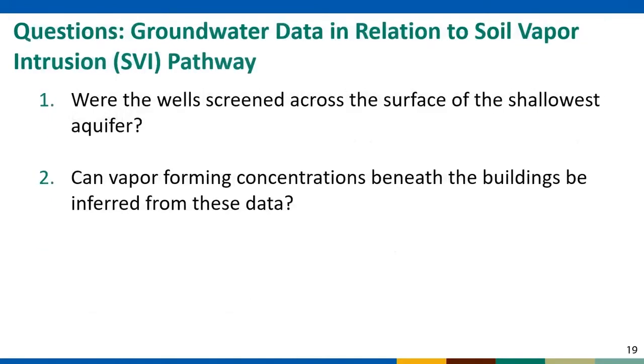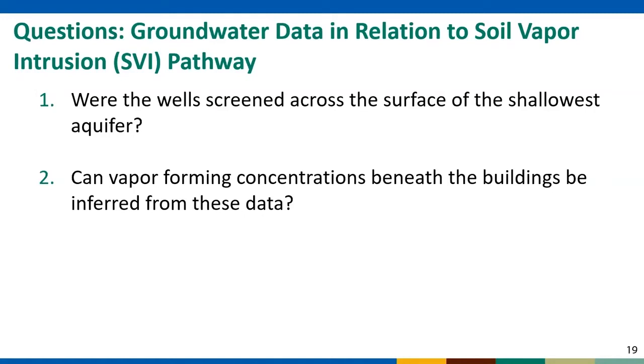So now, before we leave these data, we can also ask a couple of questions about these data in relation to the soil vapor intrusion, or SVI pathway. First, were the wells screened across the surface of the shallowest aquifer? We've already answered that question, and that answer is yes, because the groundwater samples were from the shallow aquifer. Second, can vapor forming concentrations beneath the buildings be inferred from these data? The answer is yes. We can screen these data using ATSDR's SVI groundwater CVs.